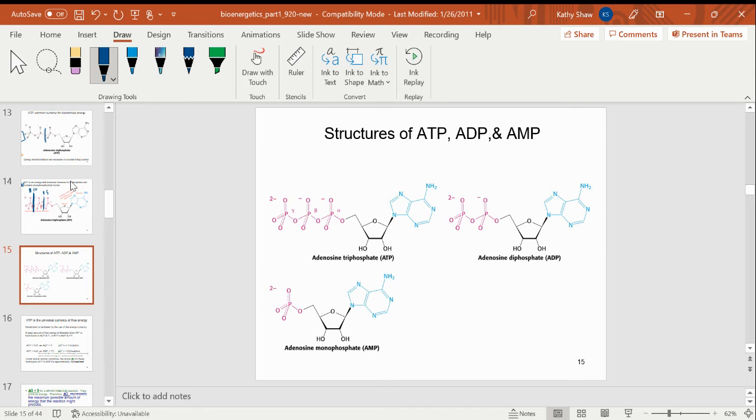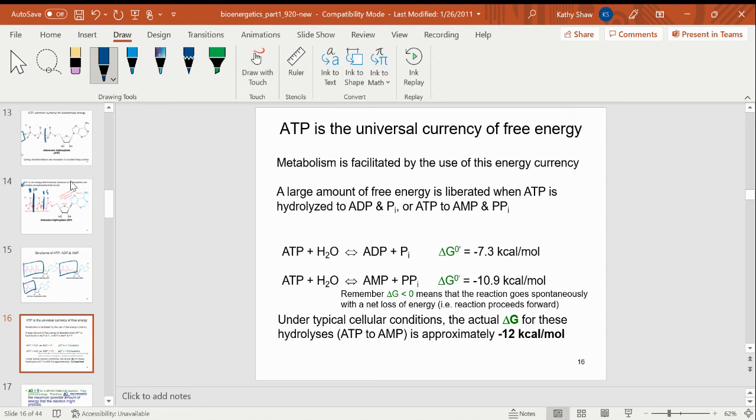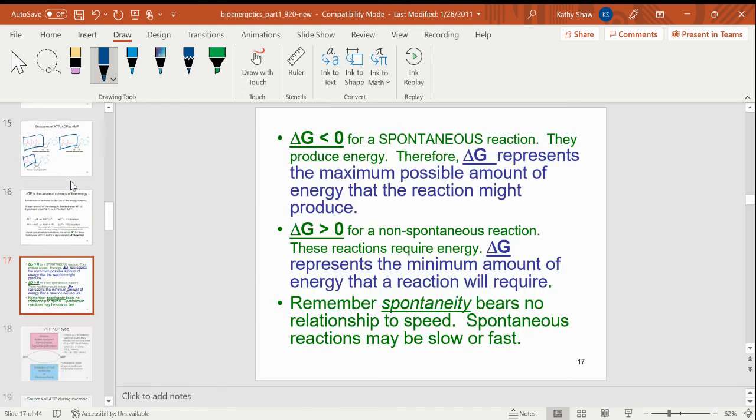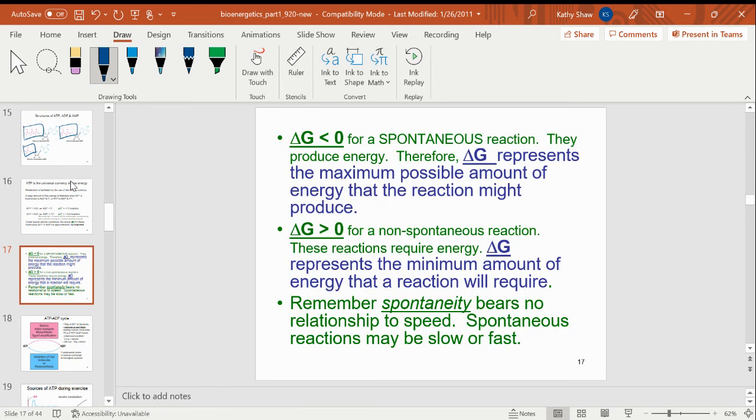And there's the structures. We have our 3 phosphates, take one off, down to 2, take one off, down to 1, and we won't go past that. Okay, real numbers if you would like them rather than my $10 and $5.